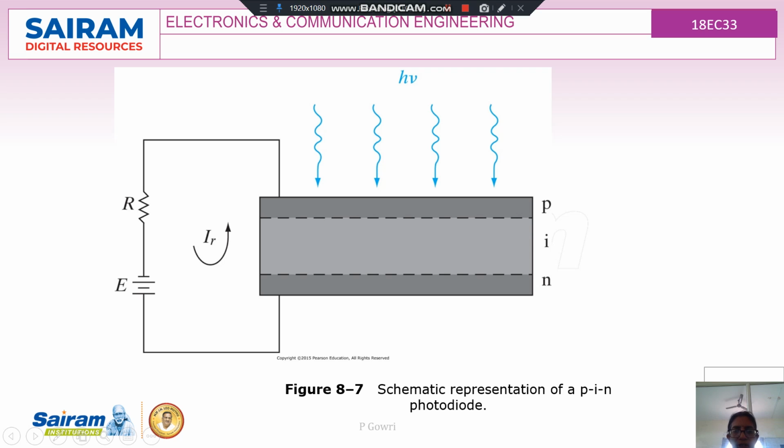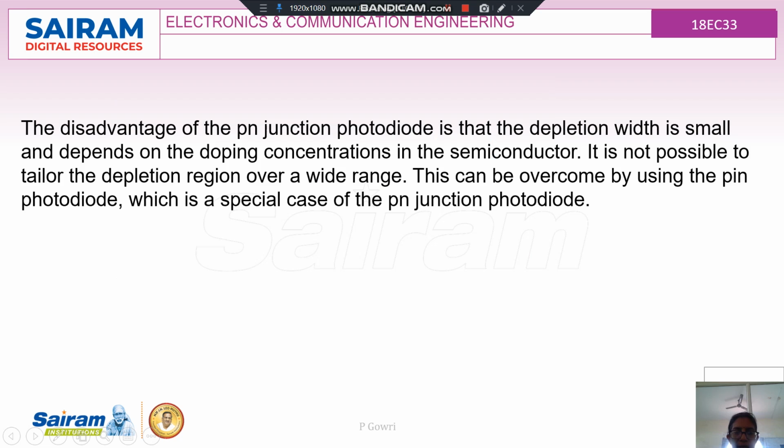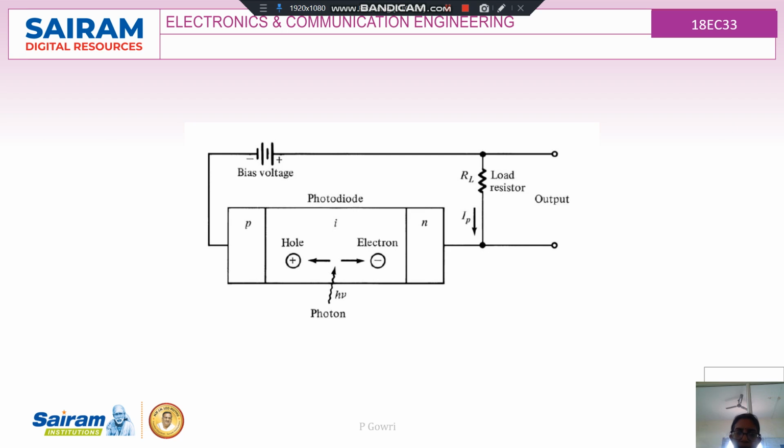This intrinsic region, even though it has a high resistivity, the resistivity will not be infinite. It will have some resistance. The light energy which falls on this intrinsic region will be converted to electrical energy and it will result in the current which is called I_R. The disadvantage of the normal PN junction photodiode is overcome by this PIN diode, and this also results in an increase in the current due to the intrinsic layer.